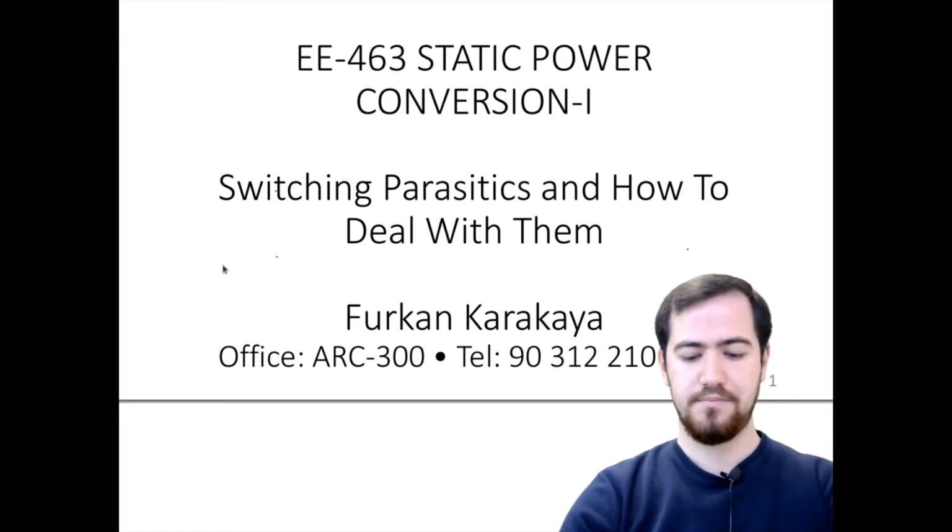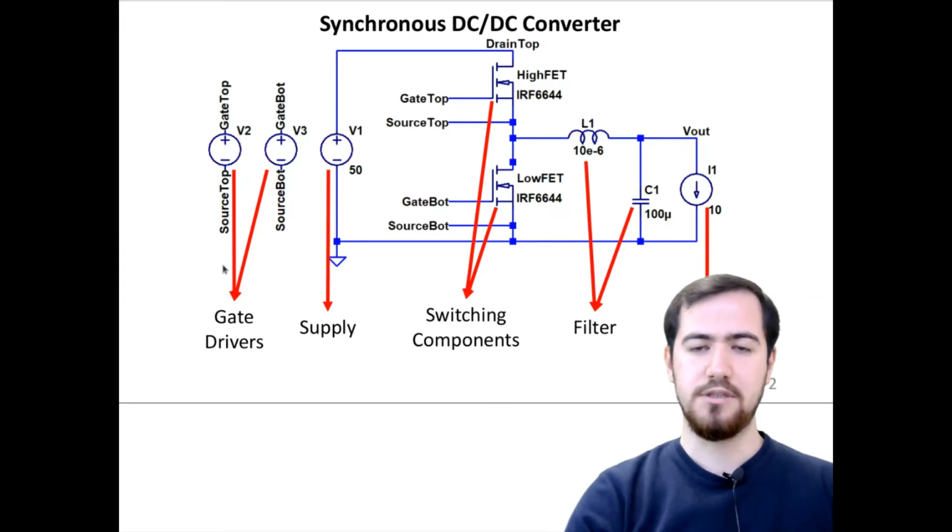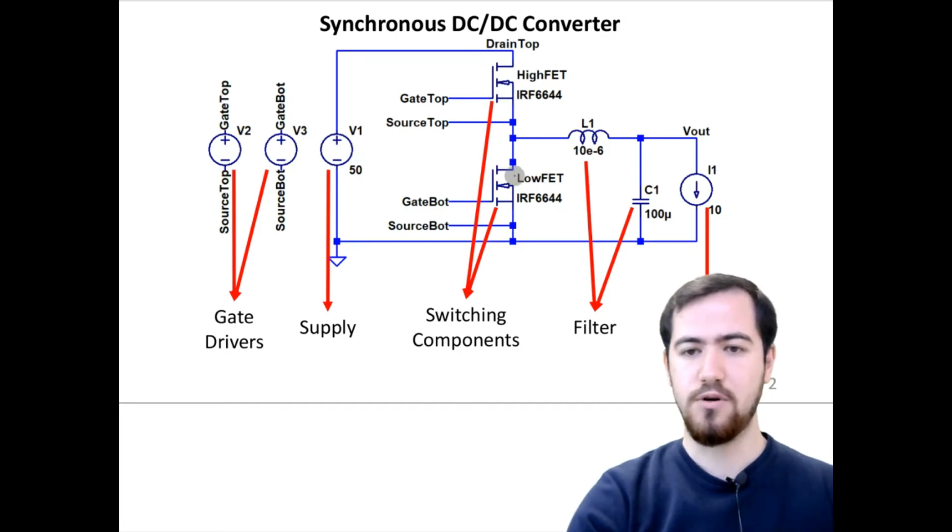So let's begin with the definition of our converter that we are going to talk about. We have plotted here a synchronous DC-DC converter where two switching components, actually two MOSFETs, are connected in series, which constructs a half bridge, and we have placed an L and the C components, and so this is actually a buck converter circuit where the input is given on the left hand side, and we have modeled the output load with a current sink with 10 amps as a load.